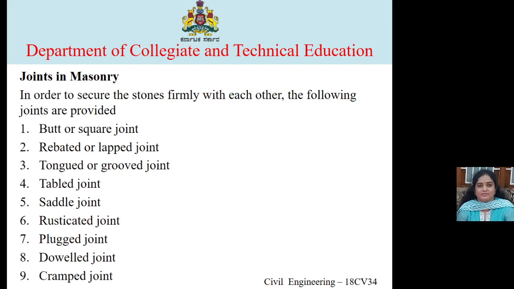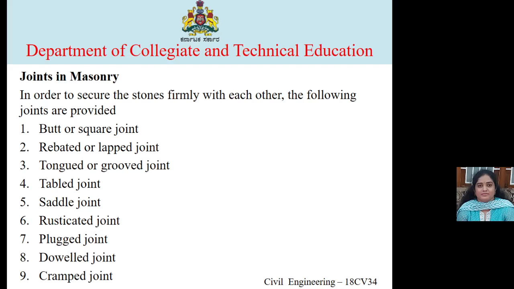So that completes the ashlar masonry and its types and properties in the topic called masonry. Next, we're going to discuss the different joints in a masonry, especially in a stone masonry. In order to secure the stones firmly with each other, the following types of joints are provided.